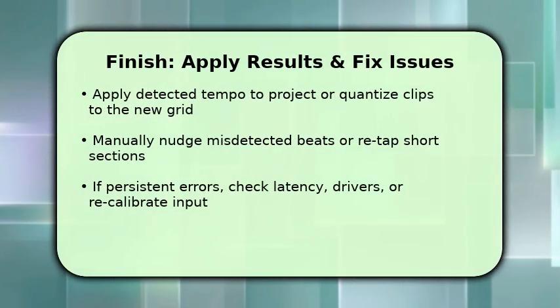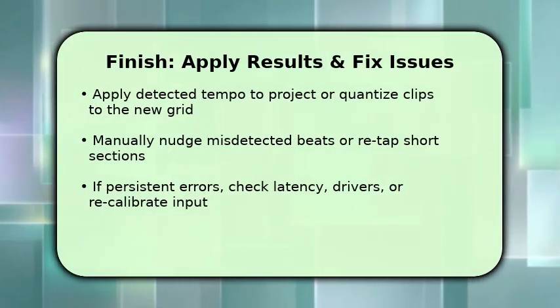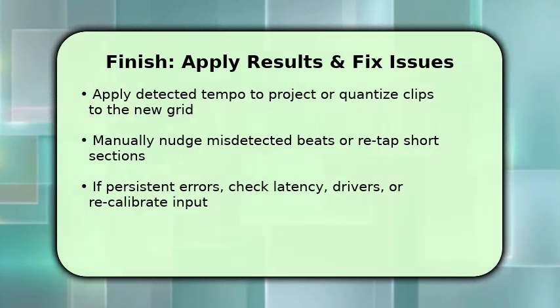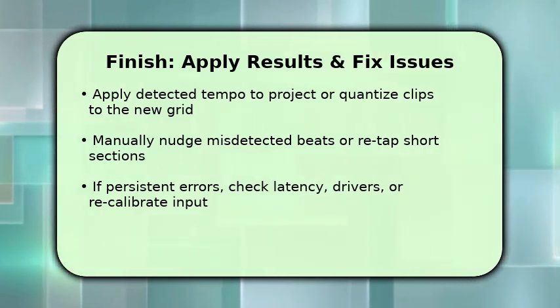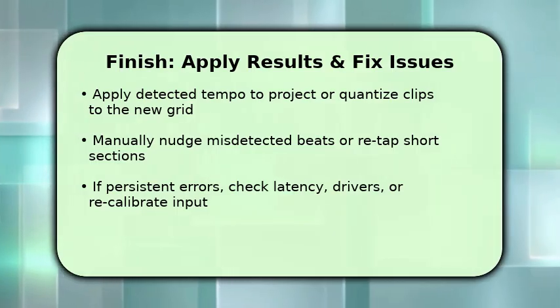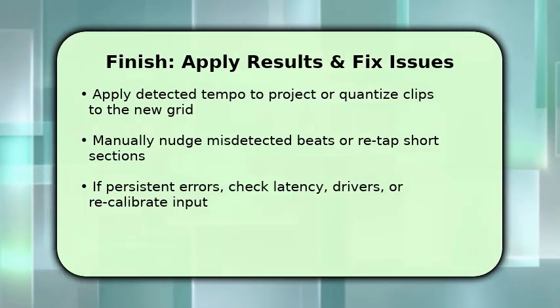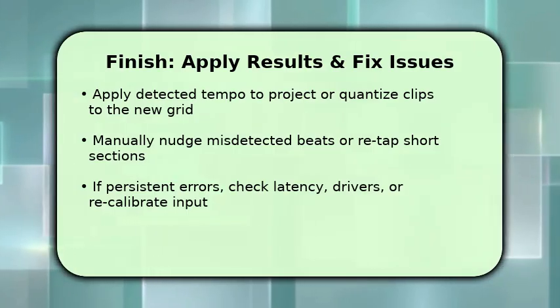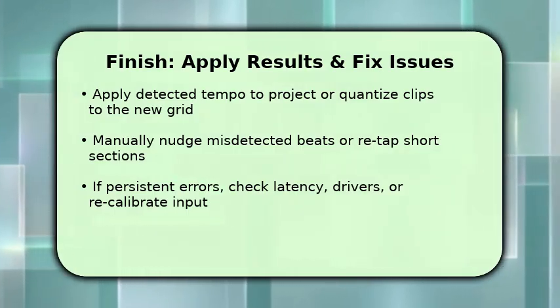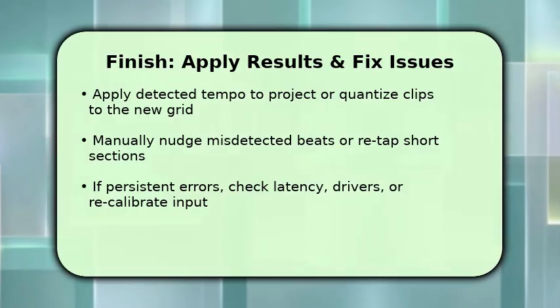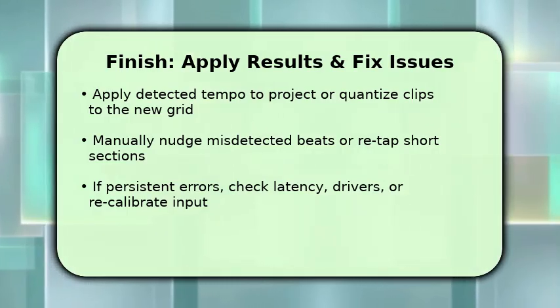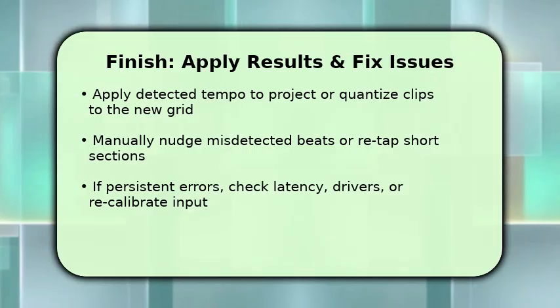Finish by applying the detected tempo to your session or use the new grid to quantize clips for tight timing. Review the mapped beats and manually nudge any misdetected points, or retap short problematic sections to improve accuracy. Make sure to save a version before heavy quantization so you can revert. If the tool repeatedly fails, check audio interface latency, update drivers, and recalibrate input timing. This usually resolves persistent offset and alignment problems.